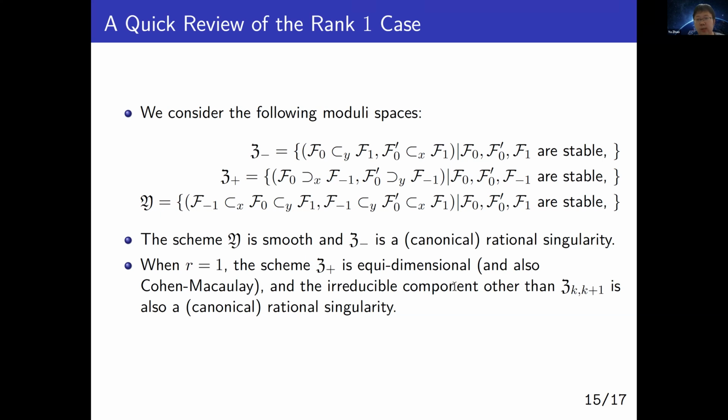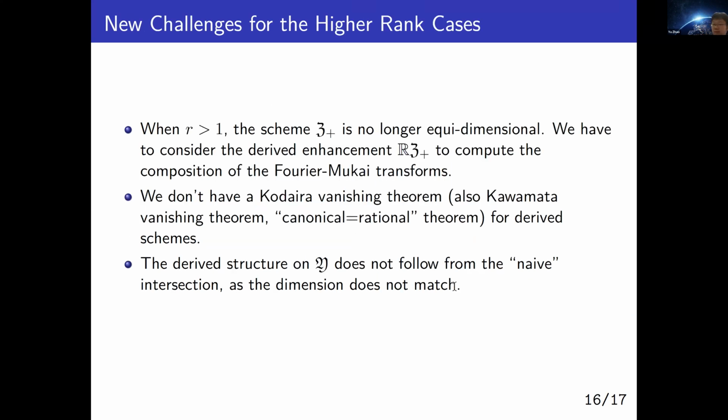But now in the case that R is greater than or equal to 1, things would be more complicated. In this case, the scheme Z plus is no longer equidimensional, and because of this, the machineries in the minimal model program would no longer work.